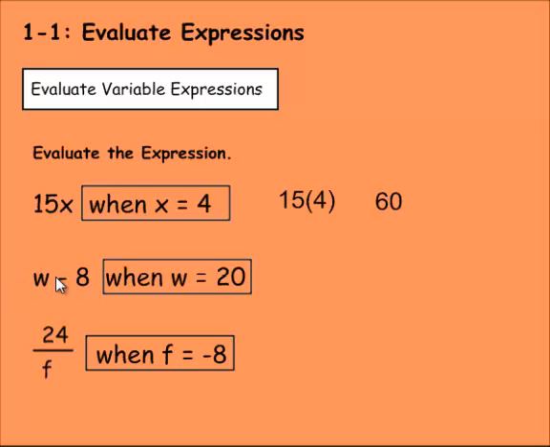Simple enough. Now we have w minus 8 when w equals 20. So plug in 20 for w. You'll have 20 minus 8. That would give you 12.